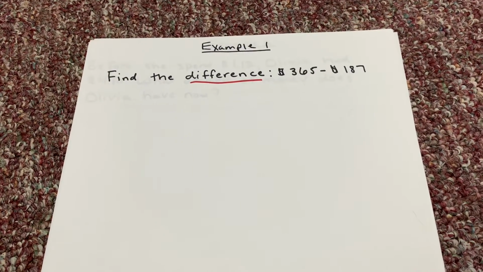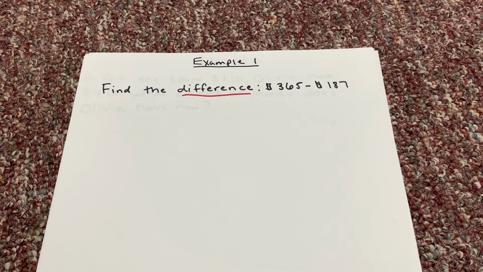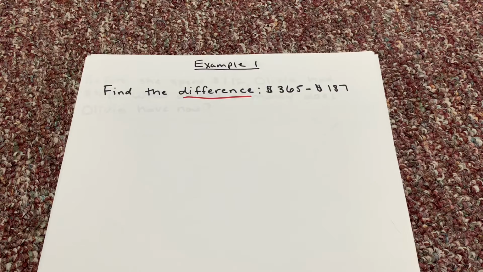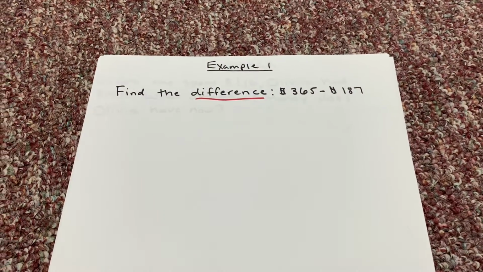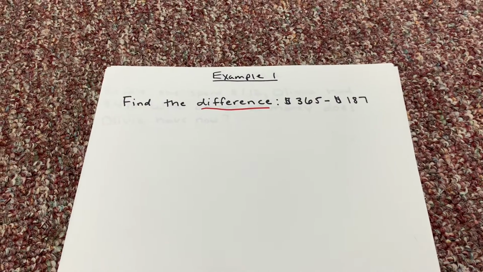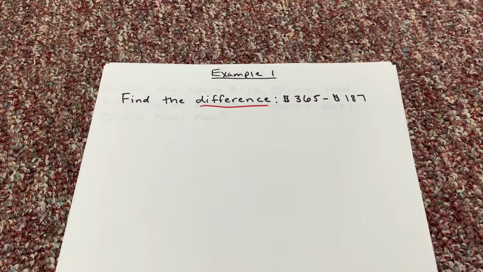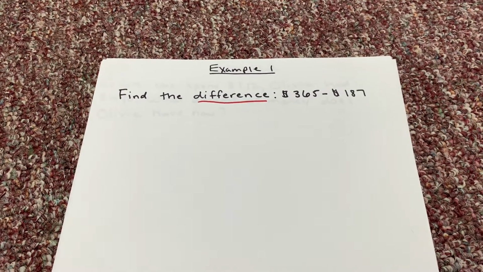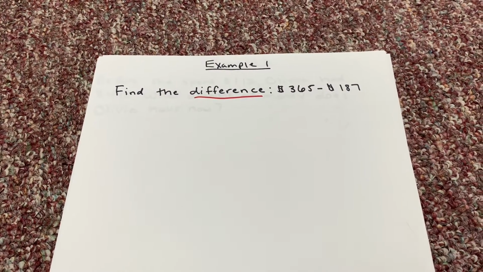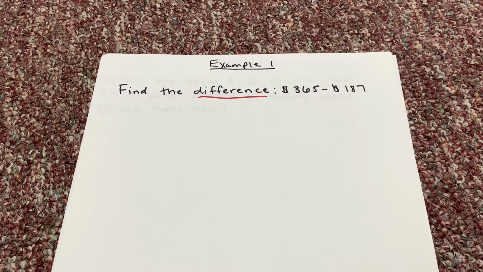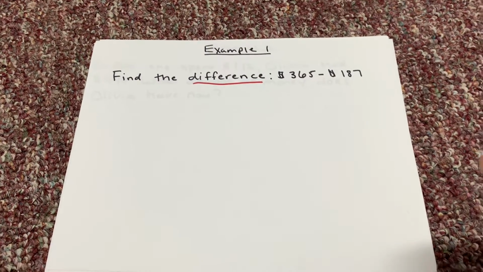Our first example says find the difference between $365 minus $187. So whenever we hear the word difference, and I have it underlined here, fourth grade, because whenever we're told in our homework problems or in our examples to find the difference, that means to find the answer in a subtraction problem. So as soon as I hear find the difference, that means I need to find an answer to a subtraction problem. So no matter when you hear find the difference, I should automatically think, boom, I need to find an answer to a subtraction problem.